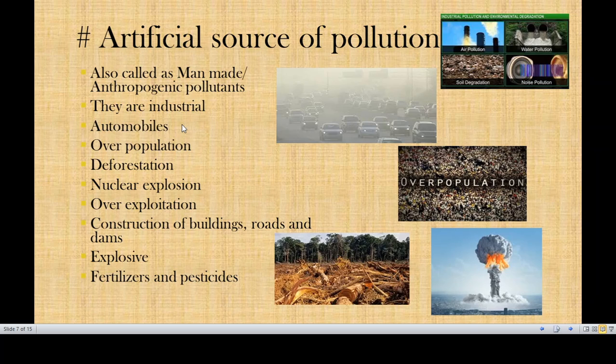The second one, of course, is automobiles, and I do not have to explain it in very elaborate form because automobile is one of the problems which everyone knows from the very depth. The next one is overpopulation. Of course, this is one of the major problems because we have less space, and in this small space a lot of human beings are now living. So that is a problem which is creating a further problem called deforestation.